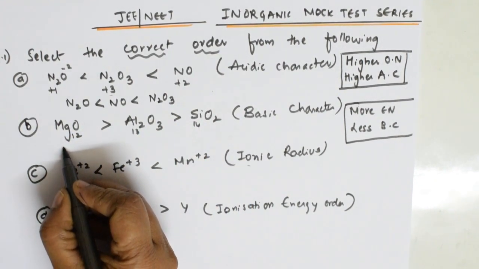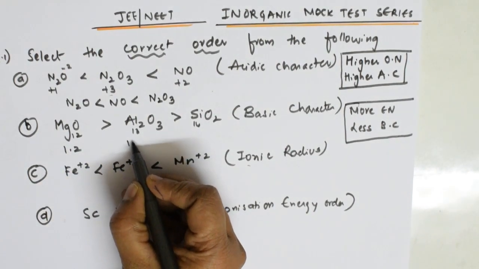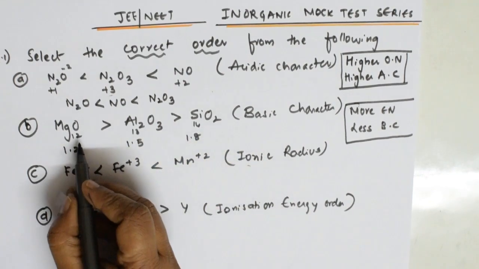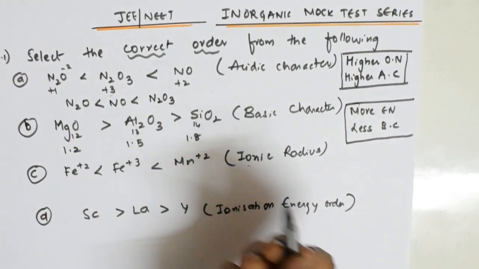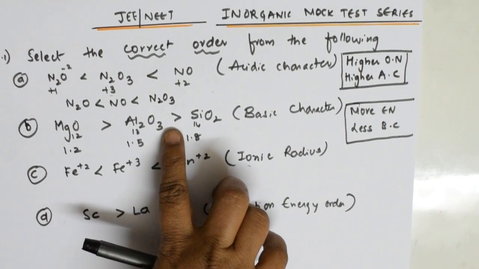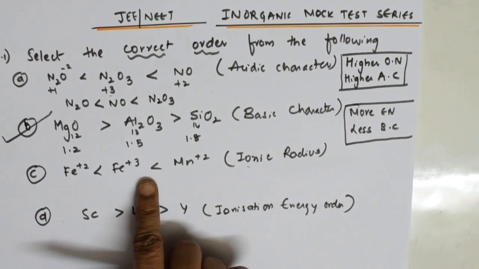How much is the electronegativity of magnesium oxide? 1.2. Magnesium, aluminium 1.5. If I take silica, 1.8. So check the order, it's correct only, no? 1.5 more electronegative is which one? This one. That's why it is basic. So our correct option is B. Right. Let us see the next clue in this.